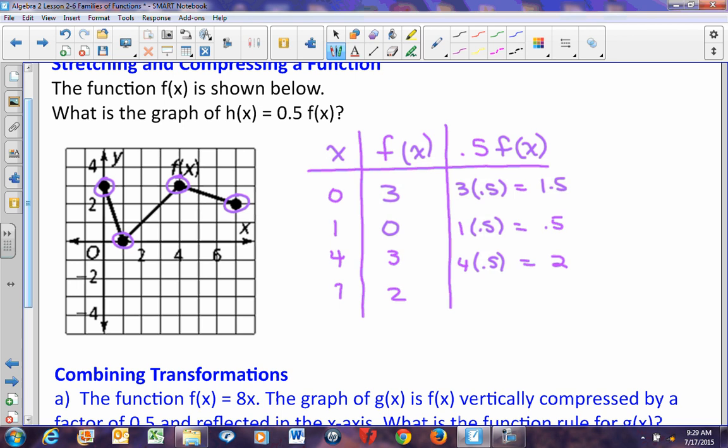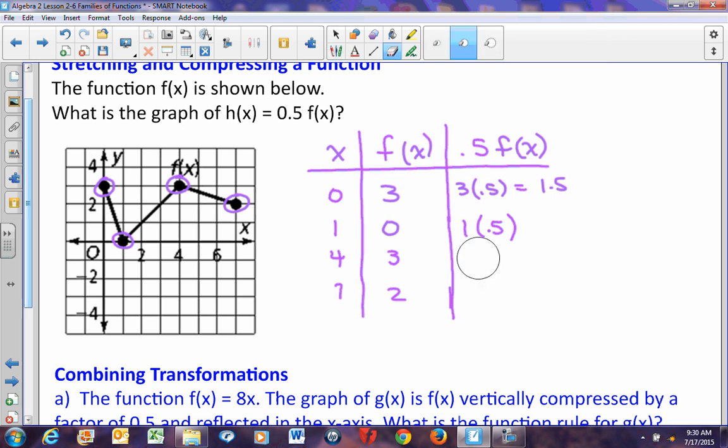Okay. So if I'm going to do my point, oops, I did the wrong value here. I just realized that right here I did the wrong value. I did the wrong value of this one too. Silly me. Let's go back. We're supposed to be doing the y values, not the x values. Okay. So this is going to be 0 times 0.5, which makes this be 0.